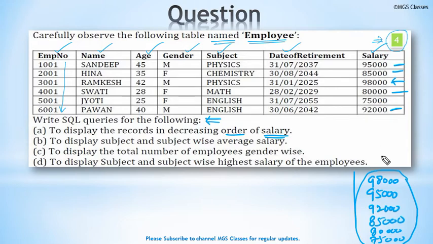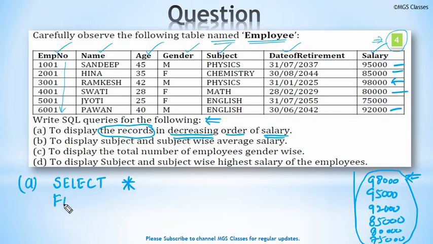Remember, he doesn't want the output, he wants you to write a SQL query for it. So I am writing down the SQL query. He wants all the details of the records in decreasing order. First of all we will write the select statement. We will write star because we want all the records, not a specific column. That's why we write select star.